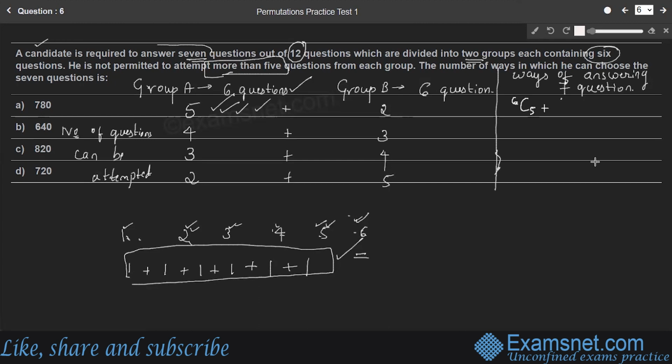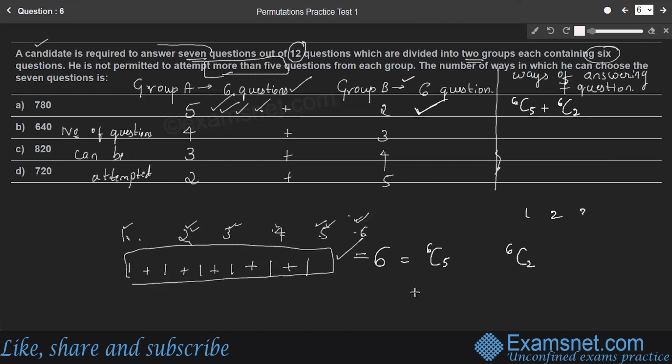6C5 plus 6C2, right? Here, in the first case, he can go for 6 different ways to choose 5 questions or to answer 5 questions. The 6 is nothing but 6C5. So there are 6C5 ways of choosing 5 questions. And also in the first case of group B, he has to choose 2 questions. In how many ways can he choose 2 questions? In 6C2 ways, right? So again, we'll consider 6 questions.